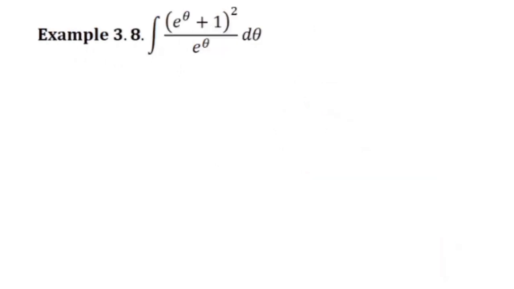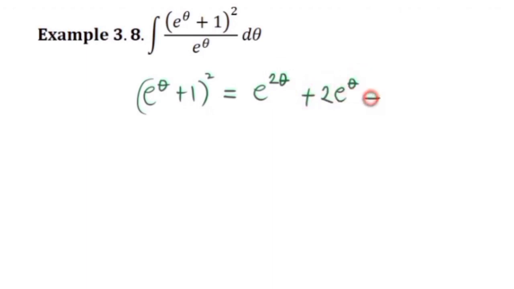Example 3.8, we have the integral of the quantity e raised to theta plus 1 squared over e raised to theta d theta. So first thing na gagawin natin dito is to expand, and we have our expansion. e raised to theta plus 1 squared, that is just equal to e raised to 2 theta plus 2 e raised to theta plus 1.